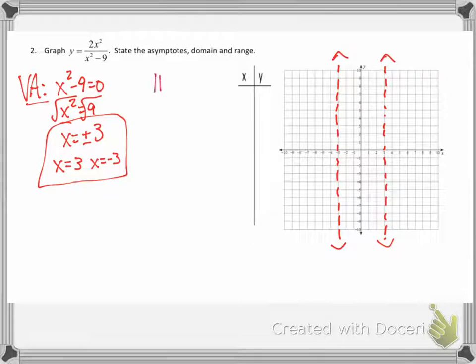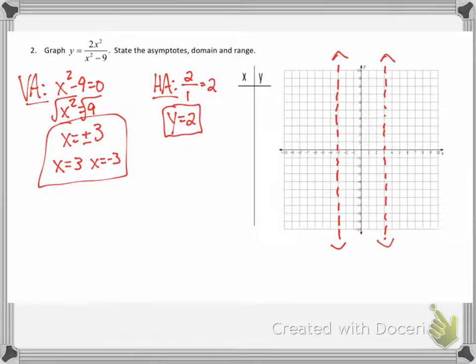Now, let's talk about the horizontal asymptote. This is going to be the second of our rules. Once again, we're going to look at the degree of the numerator and the degree of the denominator. The degree of the numerator is 2. The degree of the denominator is 2. In this case, they are both the same degree. So to find the horizontal asymptote when you have the same degree in both the numerator and denominator, you take the leading coefficient of each of the expressions. In the numerator, we have a leading coefficient of 2. In the denominator, we have a leading coefficient of 1. You divide them. What that means is we are going to have a horizontal asymptote at y equals 2.